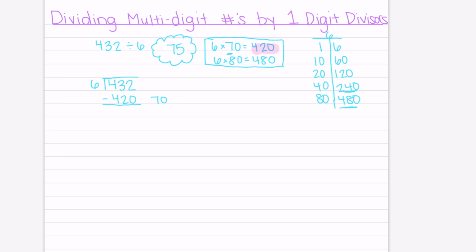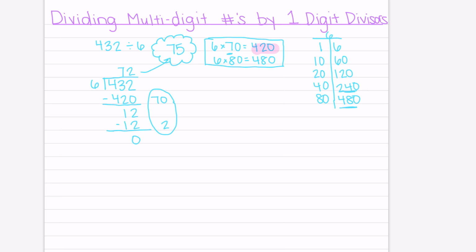So 432 minus 420 is going to give me 12. Now I'm down to a basic fact. I know that 2 groups of 6 is going to give me 12. And now I'm left with 0. So when I put these two together, these two are my partial quotients. When I put them together, I get a quotient of 72, which is reasonable to my estimate of 75.